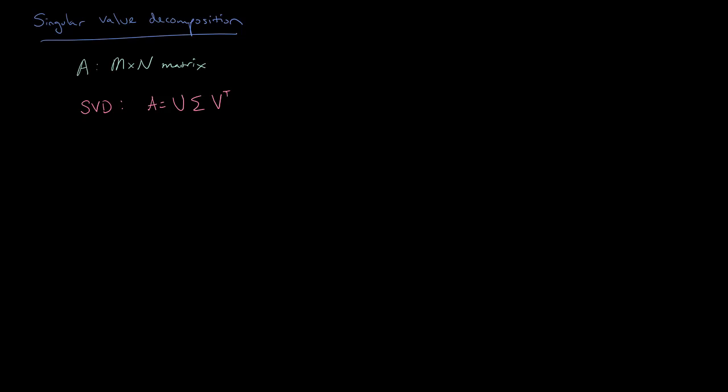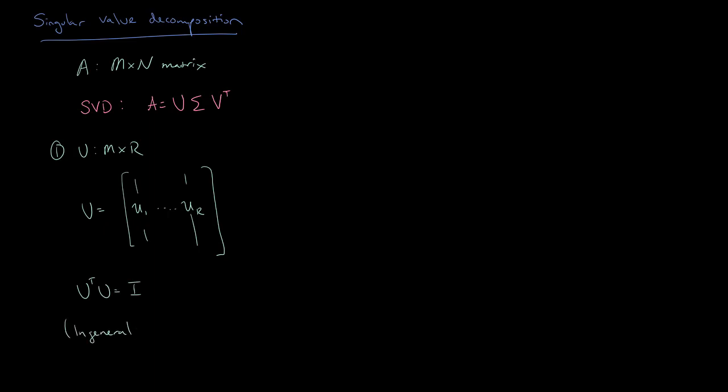So first, U is an m by r matrix. So it has r columns, and these columns are orthonormal. This means any pair of columns, if we take the inner product between them, we get 0, unless we're looking at the same column. So the inner product between u1 and itself is 1. And if we write this out in matrix form, that gives us U transpose U equals the identity. Note that in general, U U transpose will not be equal to the identity.